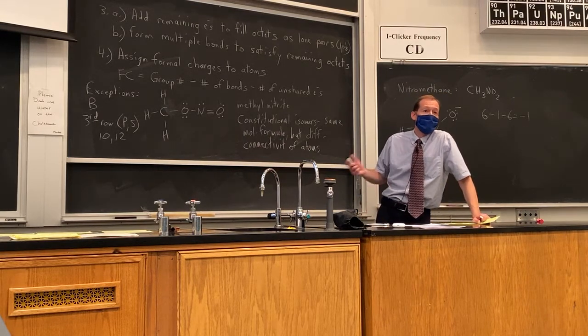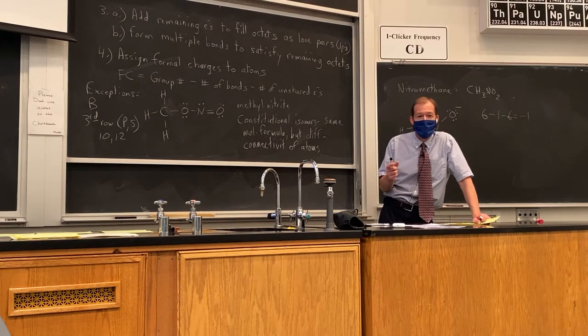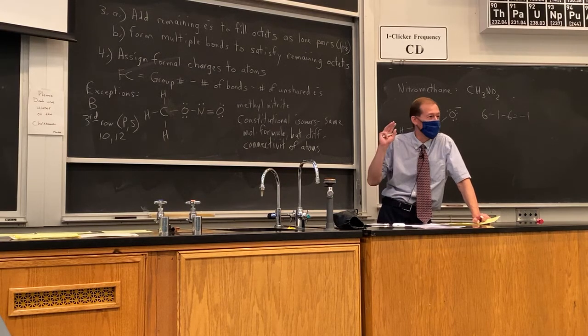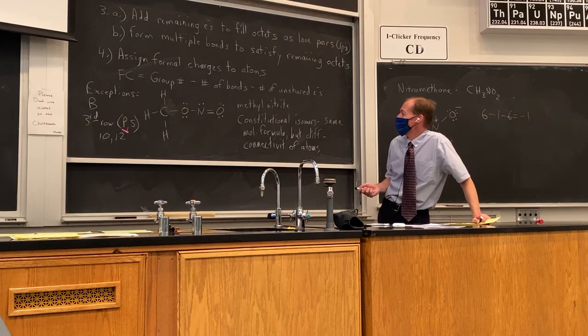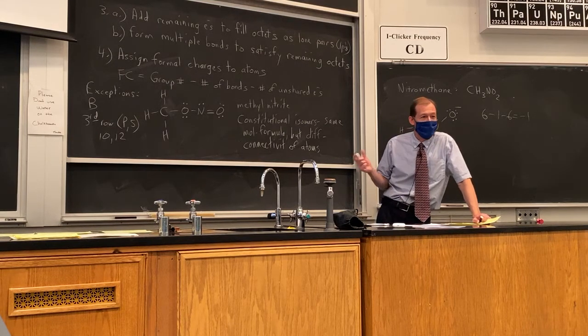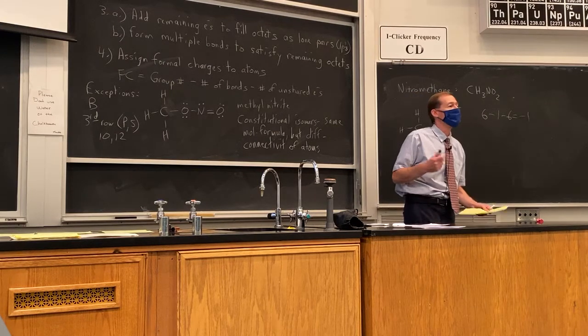If you see 10 or 12 electrons around a second row atom, you should cringe when you see that. It just shouldn't make any sense to you whatsoever. That goes totally against anything in chemistry. But in the third row, no problem. You can be comfortable seeing 10 or 12 electrons around a phosphorus or a sulfur.